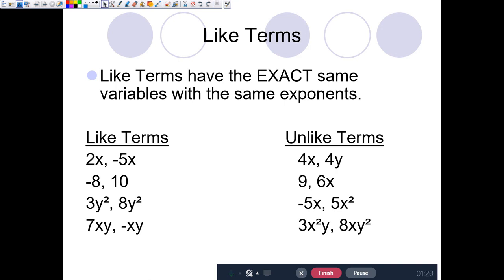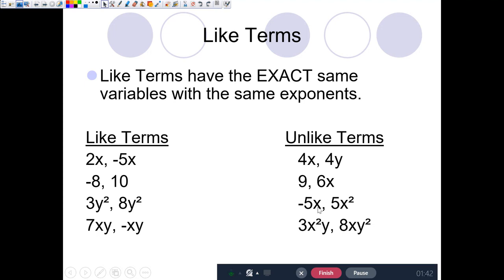Okay? Unlike terms, so here are some unlike terms. So 4x and 4y, they do not have the same variable. They might have the same constant, but the variable is different. So they are not like terms. 9 and 6x are not like terms because this 9 does not have an x.